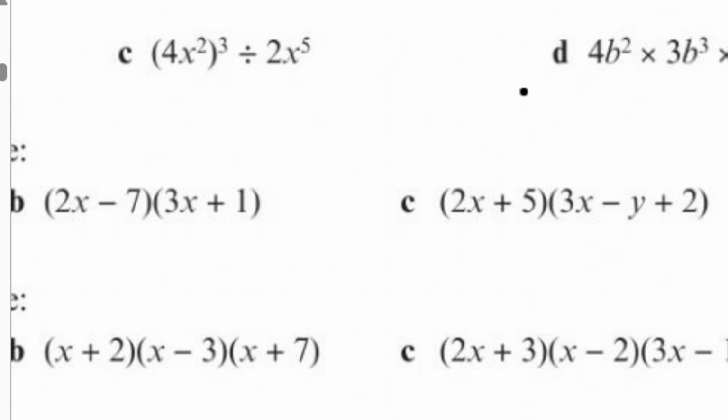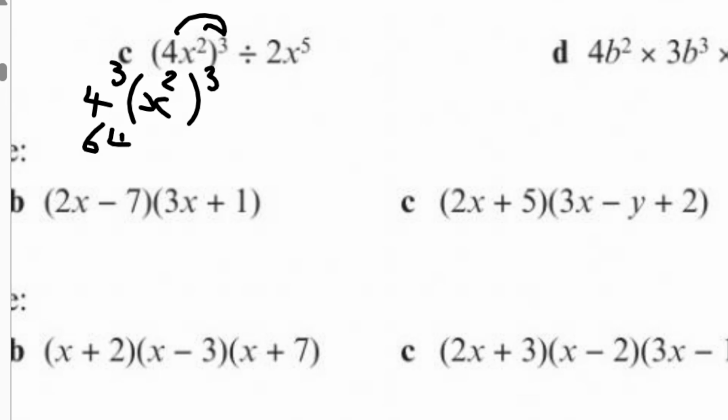Now, C. This is a nice question. It's 4x squared all to the power of 3 divided by 2x to the power of 5. The law of indices says split this power. Give this a 3 and this also a 3. So the first part is going to be 4 to the power of 3 and then x squared to the power of 3. Now 4 to the power of 3 is 4 times 4, 16 times 4 is 64. And then x to the power of 2 times 3, which is x to the power of 6, isn't it?